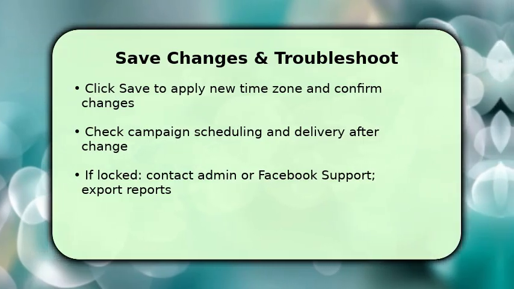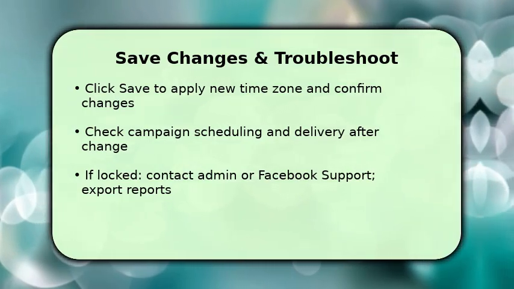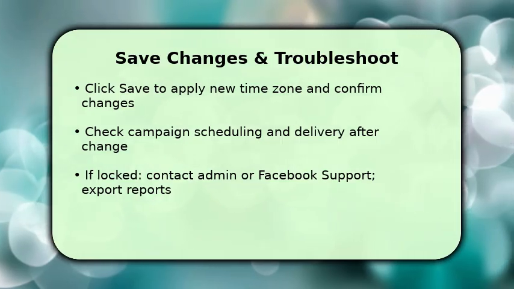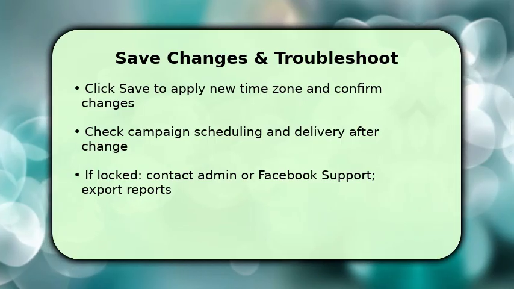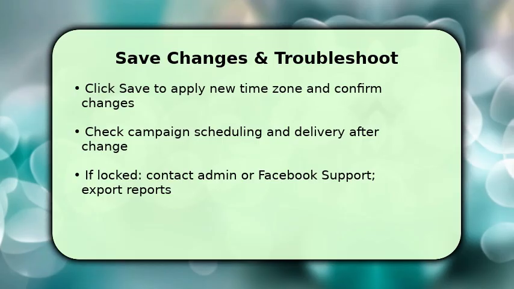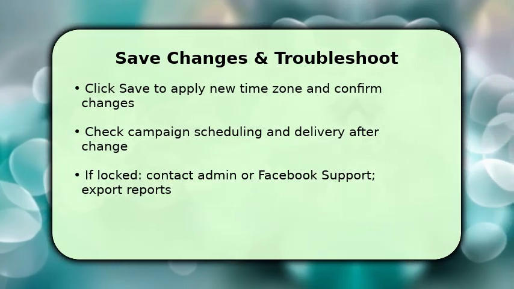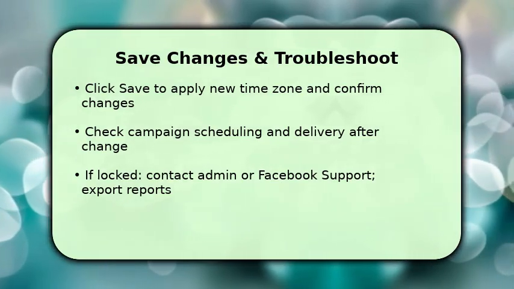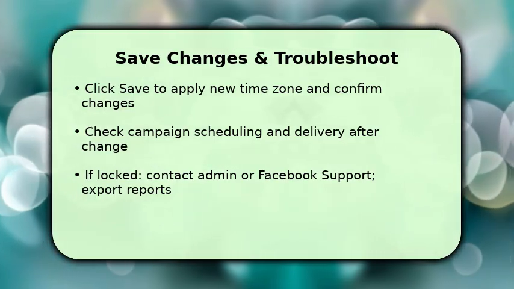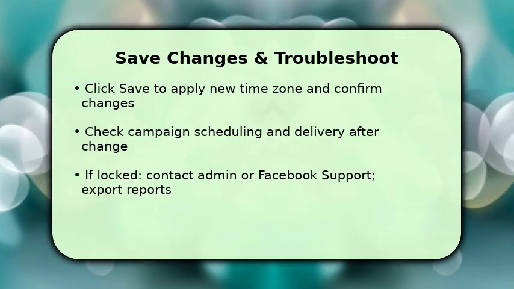Once done, review each campaign's scheduling and delivery windows because start/end times may shift relative to your intended local time. If the time zone field is locked, don't panic. Export current reporting, request admin permissions, or open a support case with Facebook and reference your ad account ID. Finally, monitor the next 24-48 hours of delivery to ensure budgets and pacing remain correct.